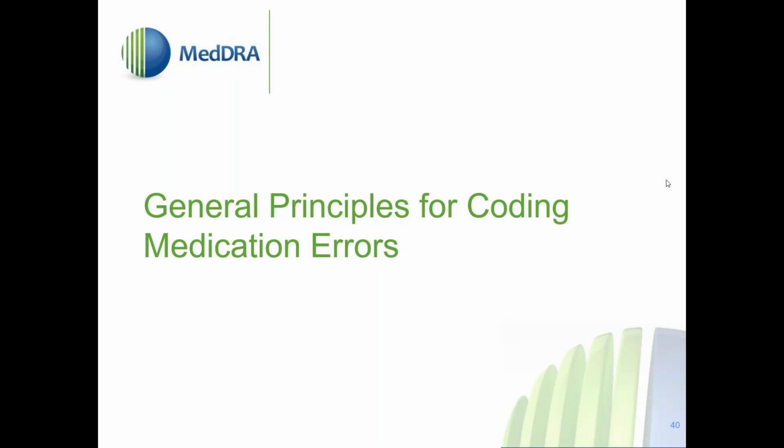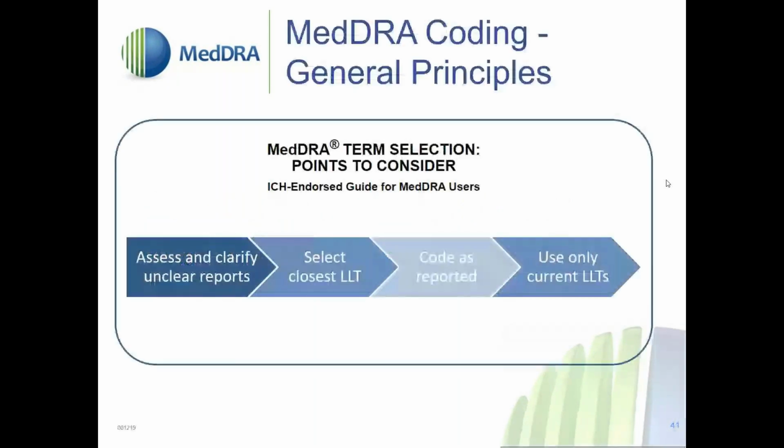So then we have now made ourselves familiar with the classification of medication errors and other types of product use issues. Now let's have a look at some general principles for coding of medication errors. First, a short reminder regarding the basic rules to be followed for coding with MedDRA. The quality of the reported information and the extraction of the relevant information during data entry are a basic requirement for good and meaningful coding.